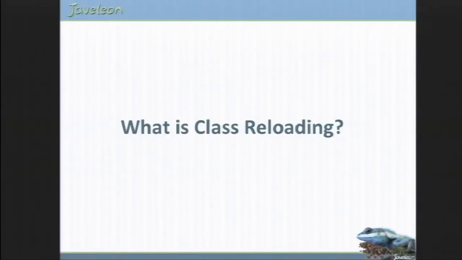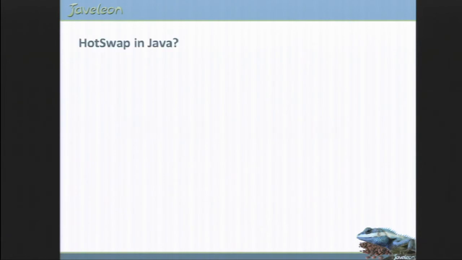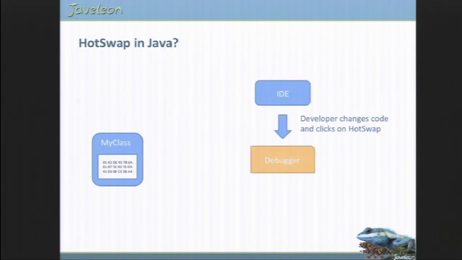So let's get going. What is class reloading actually? Simply said, it's basically changing a class's code while it actually runs inside an application. That sounds pretty easy. So what mechanisms can we use in plain old Java? Well, we have the hot swap, as you probably all know. You have some class with some code in it, you have your IDE running a debugging session, the developer decides to change the code, presses hot swap, and the hot swap actually changes the code.